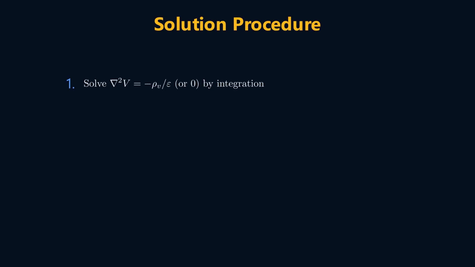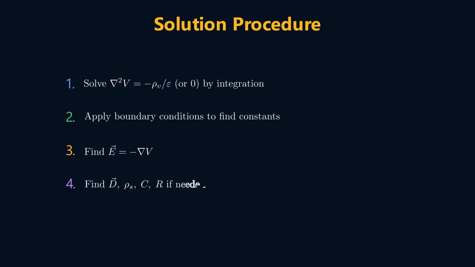The general procedure to solve a boundary value problem is: Step 1. Solve Laplace's or Poisson's equation by direct integration to get V with unknown constants. Step 2. Apply boundary conditions to determine those constants. Step 3. Find E from E equals negative gradient of V. Step 4. If needed, find D, surface charge, or capacitance.